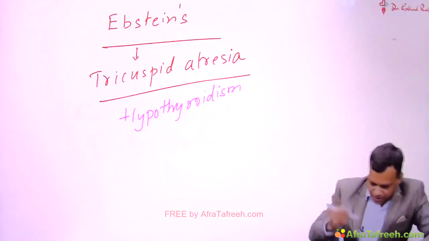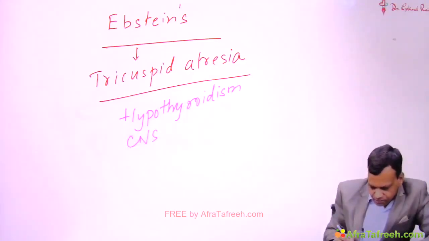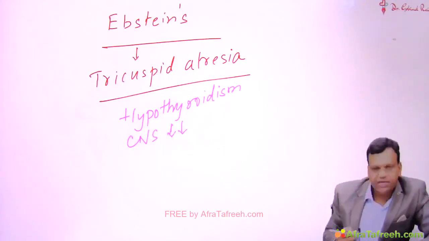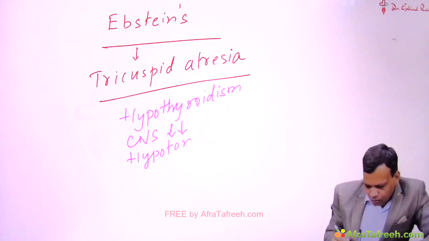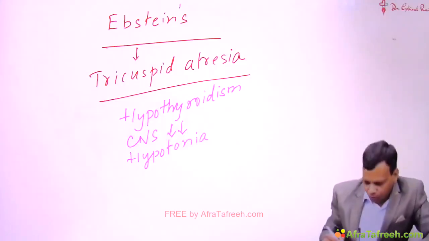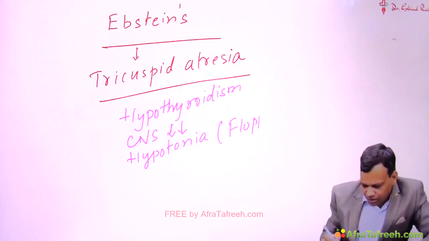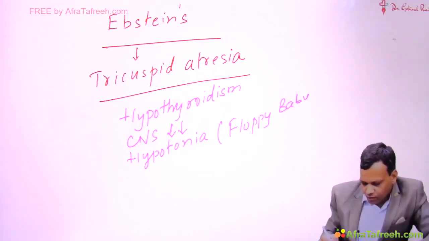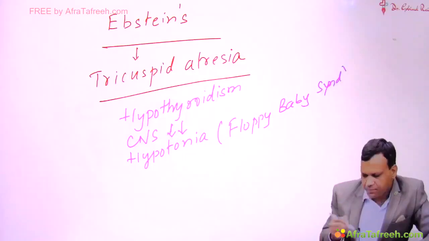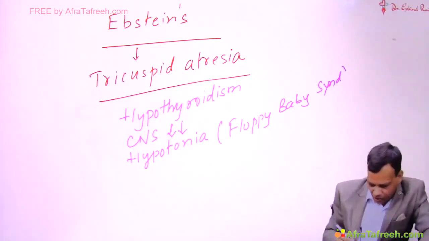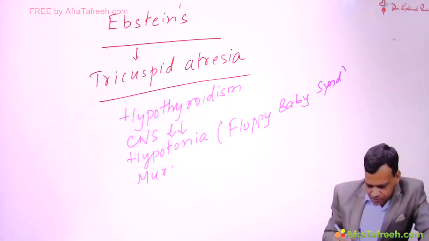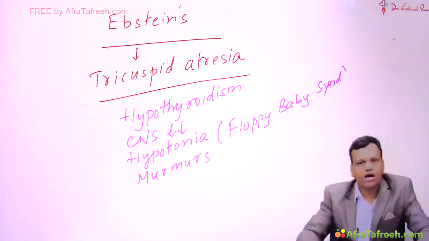Hypothyroidism can occur. Lithium can result in CNS depression. The baby may be born with CNS depression. It can result in a special problem called hypotonia. The baby may have severe hypotonia, also known as floppy baby syndrome. So if lithium is given during pregnancy, the baby may develop floppy baby syndrome. And lastly, it can obviously cause cardiac murmurs because of congenital heart problems.